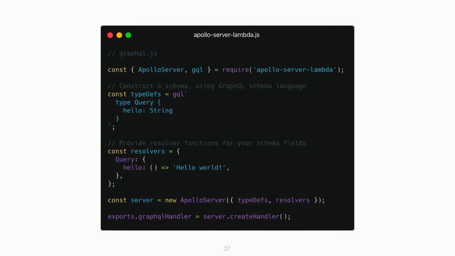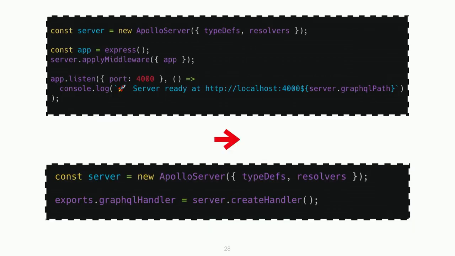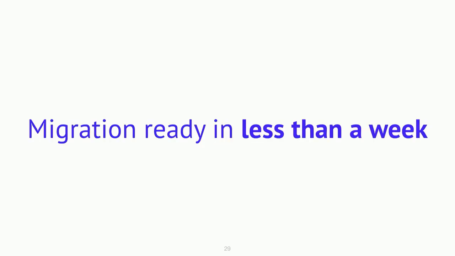And for Lambda, I found this example, which is pretty similar. Type definitions, resolvers, you have your server, and you only export the handler that the Lambda function is going to consume. And those are small lines of code. And we finished migrating in less than a week. And we were able to continue the development.